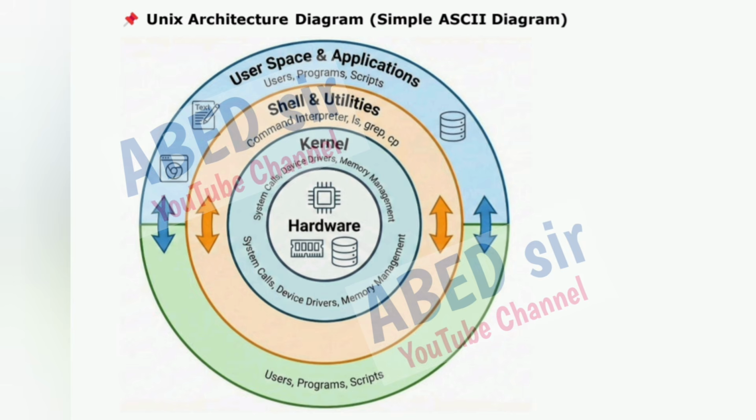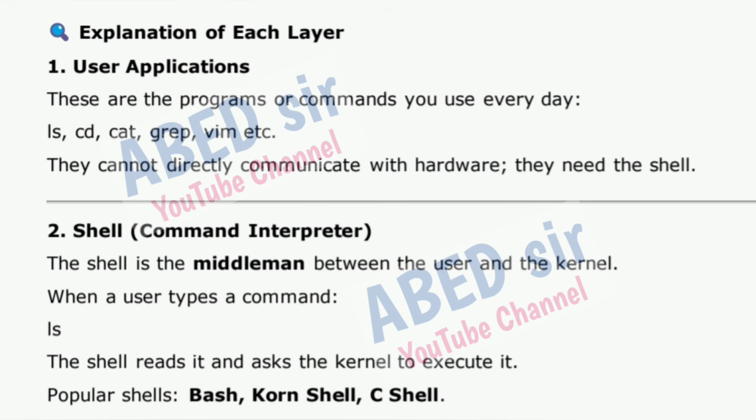Unix architecture diagram, simple ASCII diagram. Explanation of each layer. 1. User applications. These are the programs or commands you use every day: ls, cd, cat, grep, vim, etc. They cannot directly communicate with hardware, they need the shell. 2. Shell, command interpreter. The shell is the middleman between the user and the kernel. When a user types a command, ls, the shell reads it and asks the kernel to execute it.